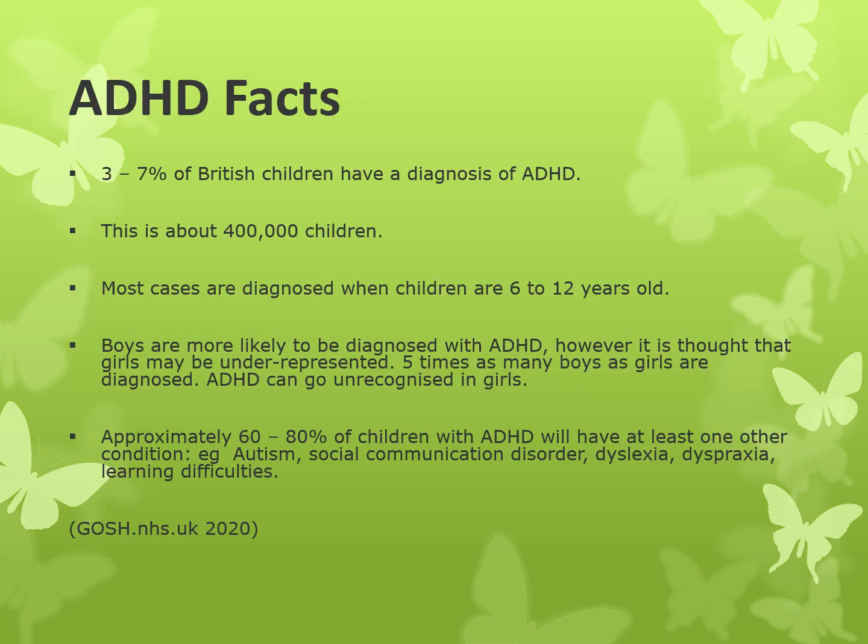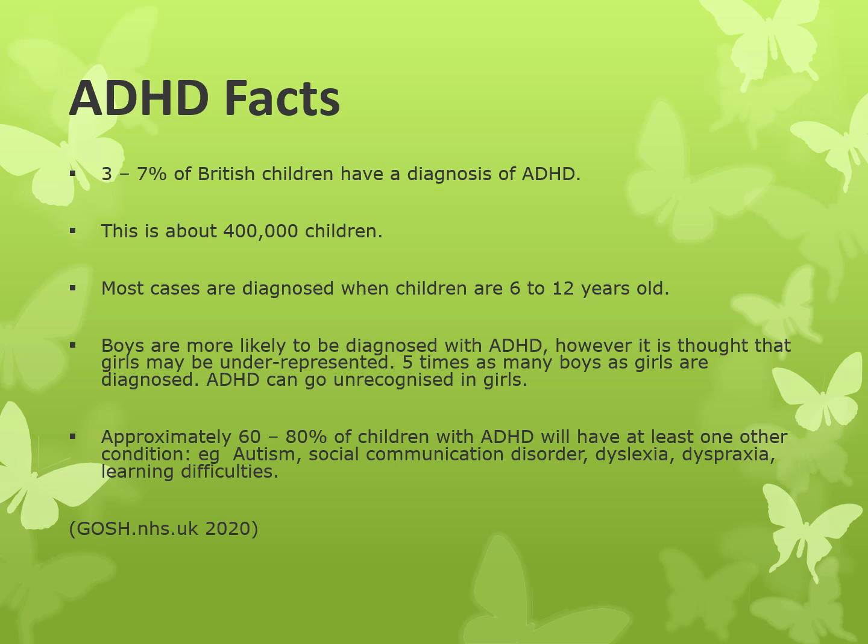ADHD facts. 3 to 7% of British children have a diagnosis of ADHD. That is about 400,000 children. Most cases are diagnosed when children are 6 to 12 years old. Boys are more likely to be diagnosed with ADHD. However, it is thought that girls may be underrepresented. 5 times as many boys as girls are diagnosed. ADHD can go unrecognised in girls.